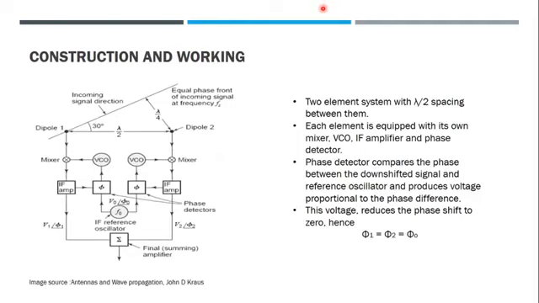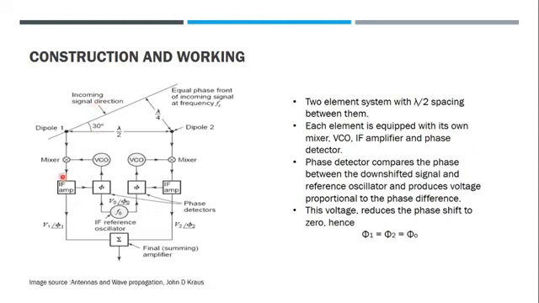Coming to the construction and working of the smart antennas, this is the diagram that represents a smart antenna. So we are considering two dipole antennas which are placed at a distance of lambda by 2 from each other. So my dipole 1 is placed here, my dipole 2 is placed at a distance of lambda by 2 from dipole 1. Now, we are going to consider a signal that is incident on dipole 1. So this is your incoming signal direction, and this makes an angle of 30 degrees from the broadside.